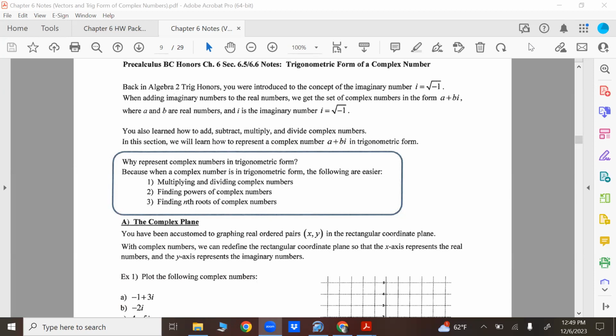Now, what we're going to talk about today is how to express complex numbers in trigonometric form. You can actually use trig to describe complex numbers and vice versa. Use complex numbers to describe trig stuff.